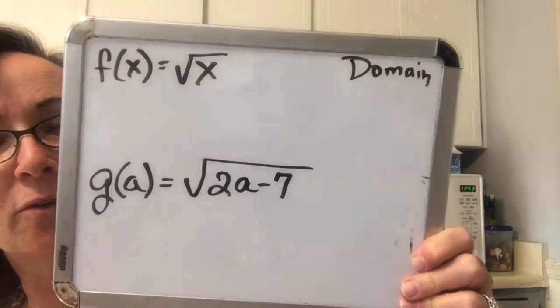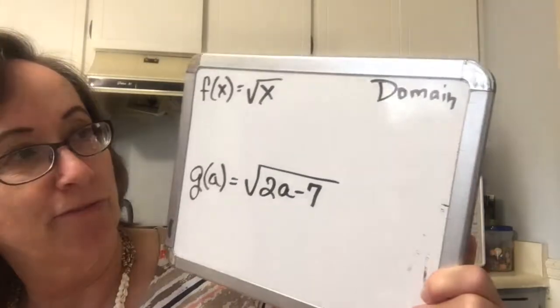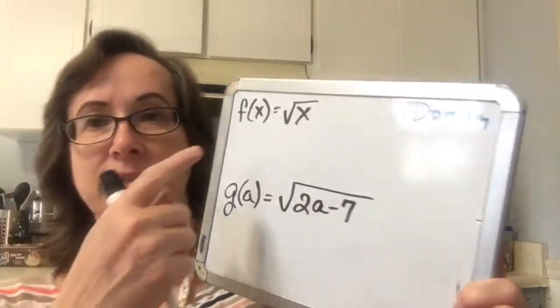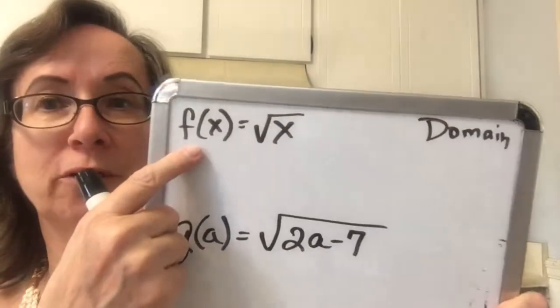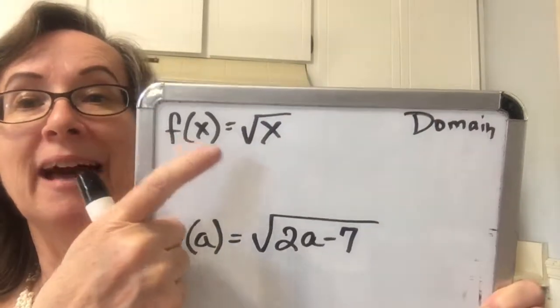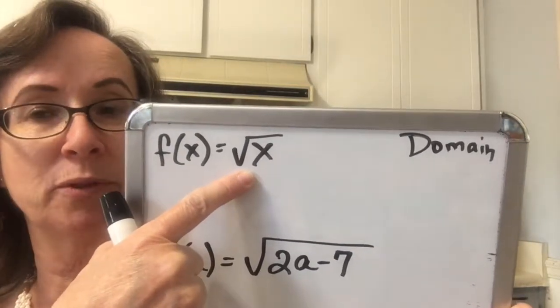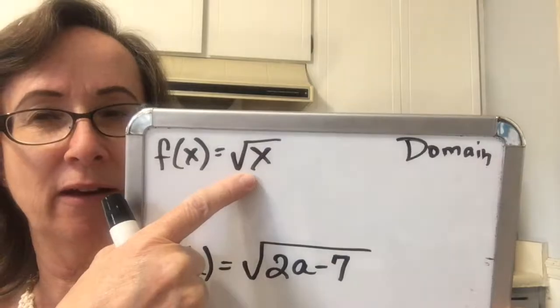Now we're talking about domains. To be able to find the domain of a function, now, this is a square root function. Square root functions may not have a negative underneath the radical. They are not real numbers if there's a negative underneath there.